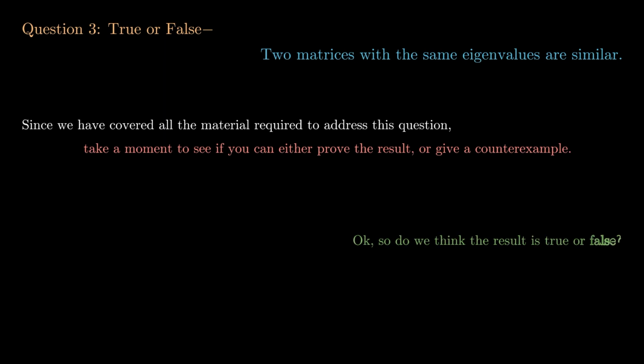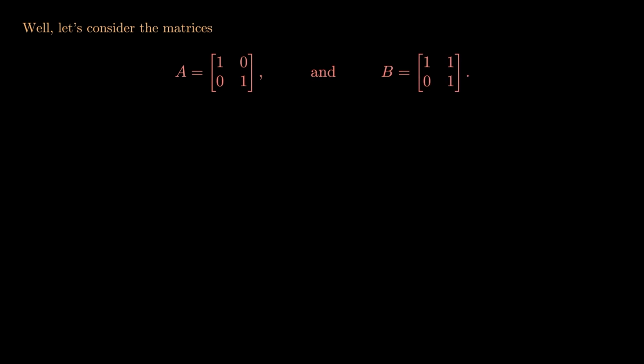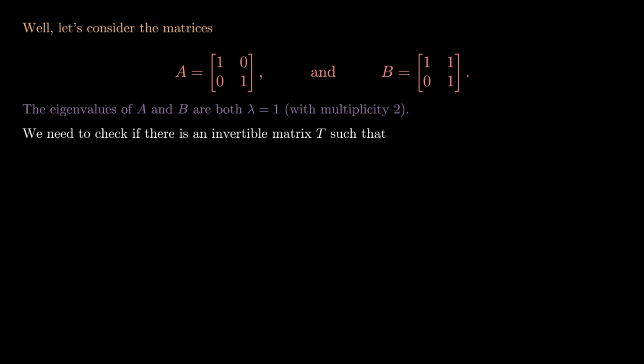Okay, so do we think the result is true or false? Well, let's consider the matrices A and B given here. A is the matrix with ones along the diagonal, 0 elsewhere. And B is the matrix with ones everywhere except for the second row, first column, which will have 0 in that entry. So you can convince yourself that the eigenvalues of A and B are both equal to 1, and they occur with a multiplicity of 2, so 1 occurs twice. And what we need to do now is check if there's an invertible matrix T such that B equals T inverse AT.